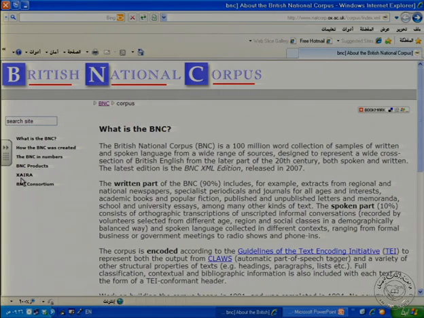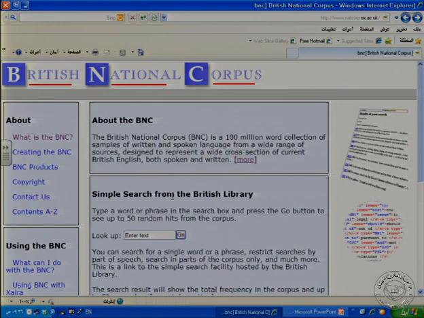Xaira, this is a software to help you search in the BNC. In 2005, I used the BNC with a software called Sara, S-A-R-A, but now it is X-A-I-R-A, and then you have here the BNC consortium. So this is the BNC. The British National Corpus is a 100 million words. Simple search from the British Library. So here is a demo just to try it for yourself.